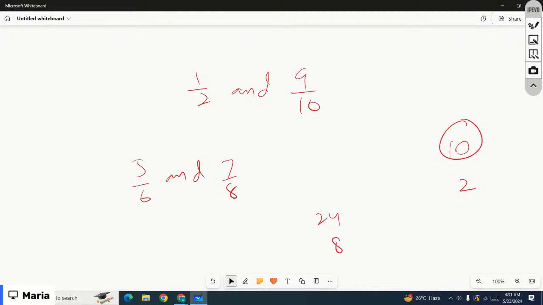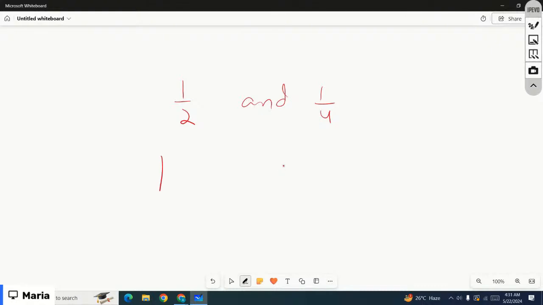Okay, now we're going to learn how we compare fractions, right? You have to compare 1 by 4 and 1 by 2, and see which is less. 1 over 2 and 1 over 4. You have to compare the fractions and see which is less, right?